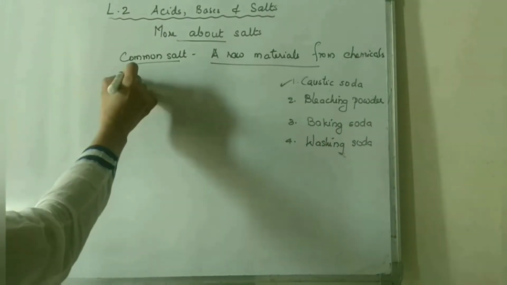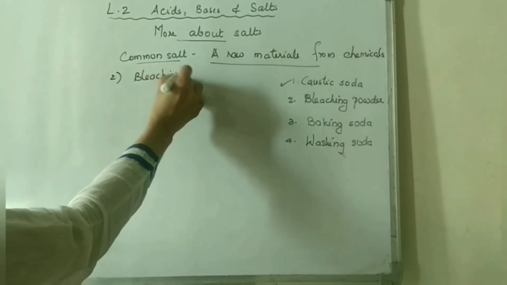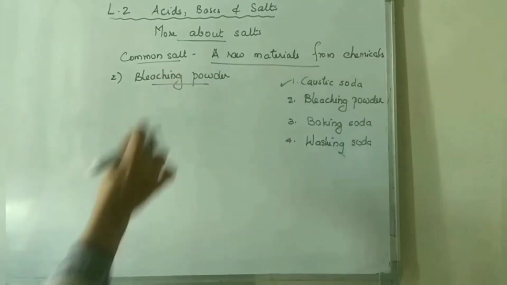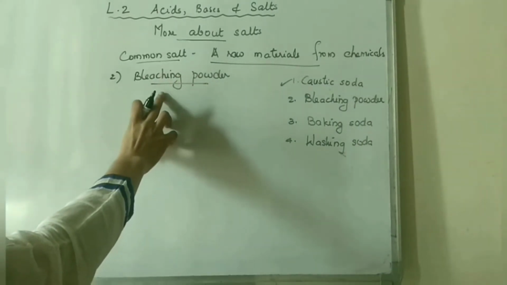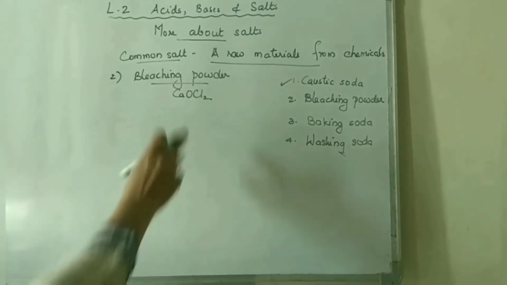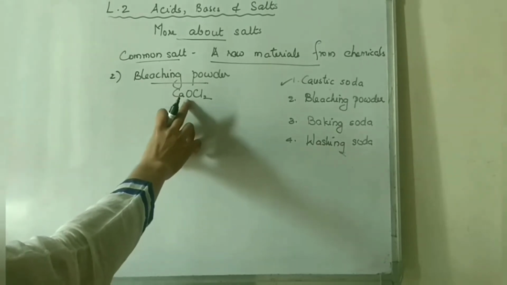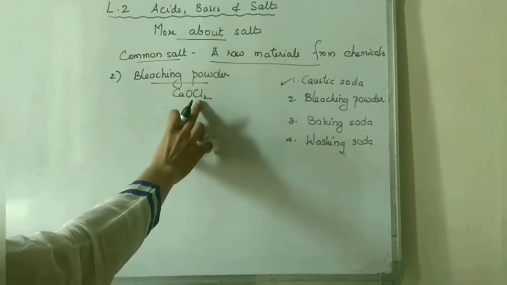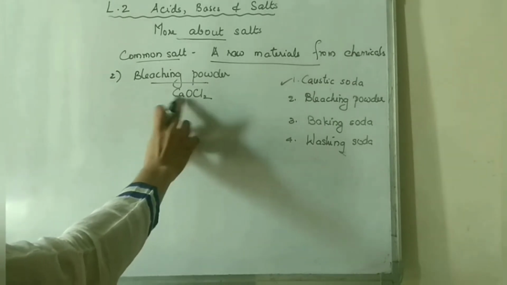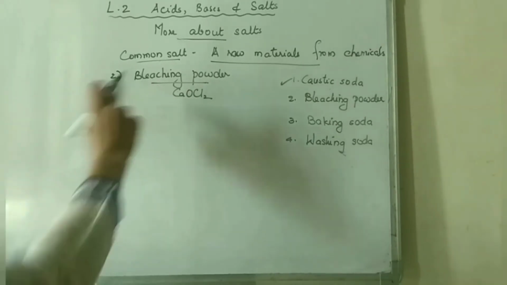Second raw material, bleaching powder. Its chemical formula is CaOCl2. How can you give the chemical name? Calcium, and O means oxygen, so oxychloride. Calcium oxychloride is the chemical name. CaOCl2.